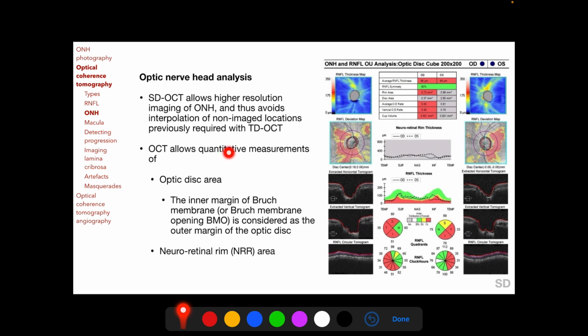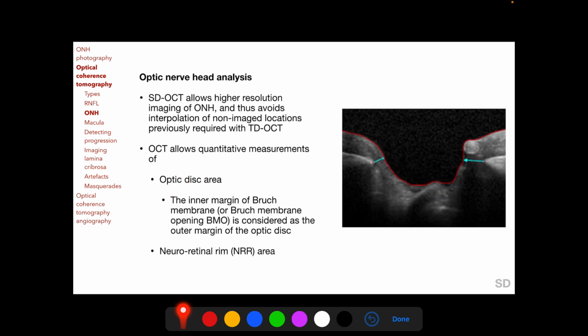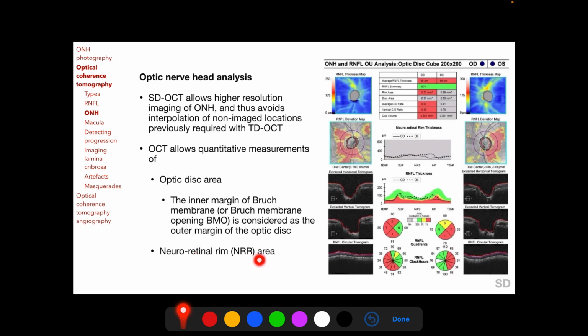And the quantitative optic nerve head measurements which can be taken with the OCT include optic disc area, and to measure the optic disc area, the inner margin of the Bruch's membrane is considered to be the outer margin of the optic disc. Neuroretinal rim area can also be measured by OCT, and it is mentioned here in this report.